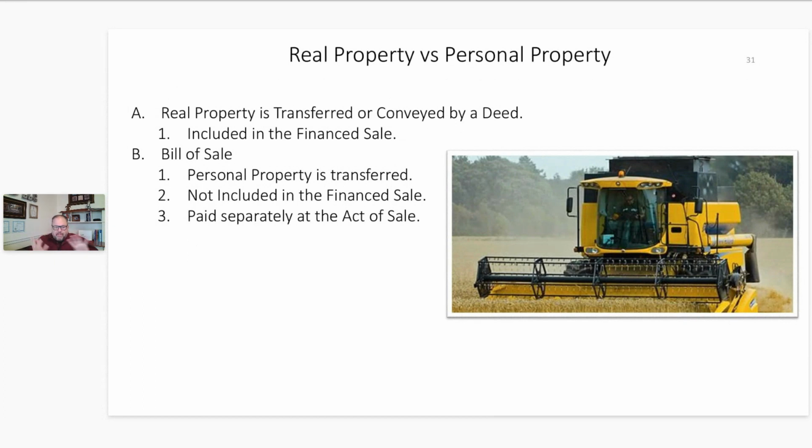All right, I've got this slide here. We're kind of swinging back a little bit. Not really going to go into a big review, but here's what I want to talk about when it comes to real property versus personal property.